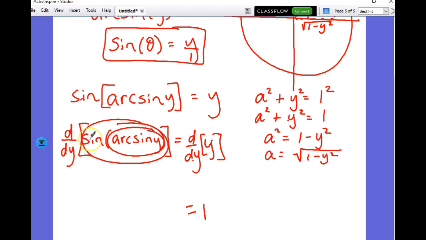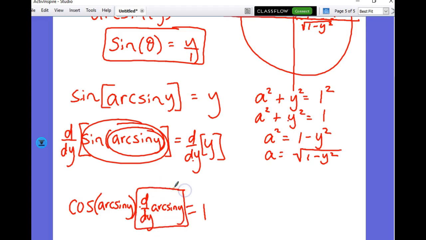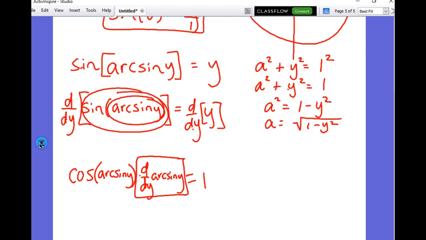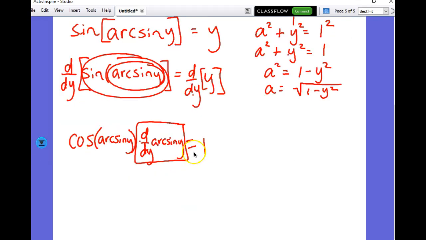So the derivative of the outside function sine is going to be cosine. Don't change the inside, right? And then we're going to multiply that by the derivative of the inside, which is arc sine. Remember, this is the piece I want to figure out: what is the derivative of arc sine. So I need to get that by itself, and that's my next move. I'm going to divide both sides by that cosine of arc sine y there. So that gives me the following.